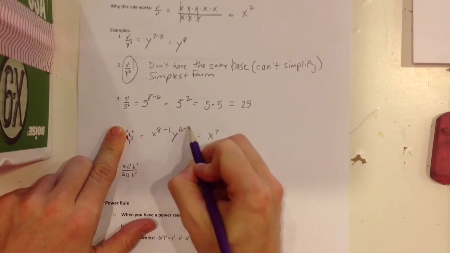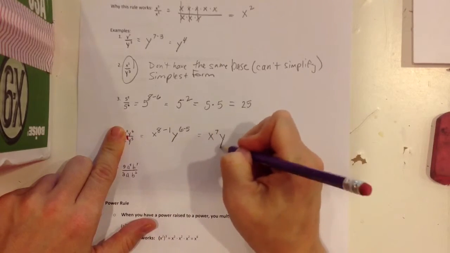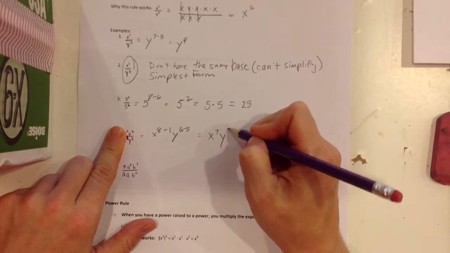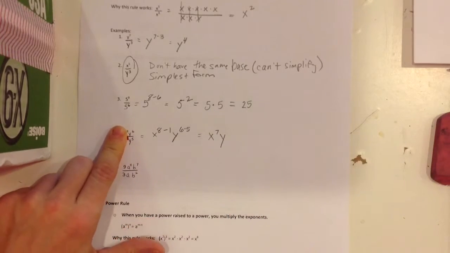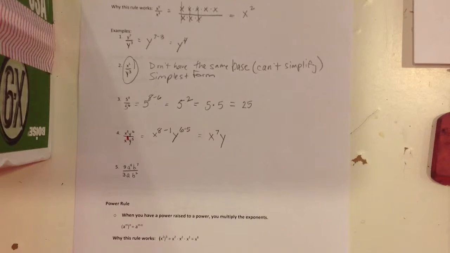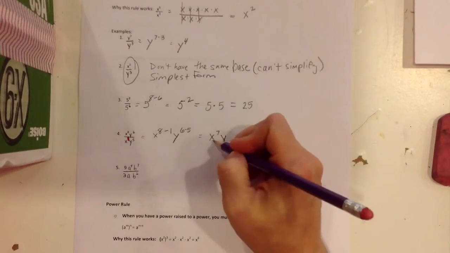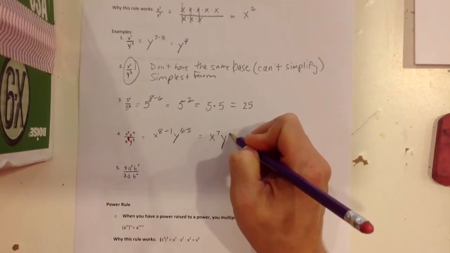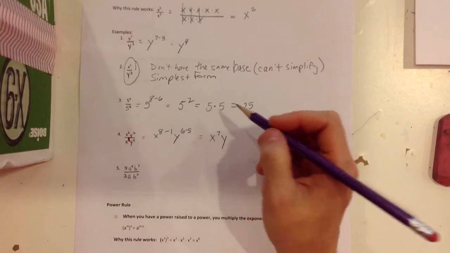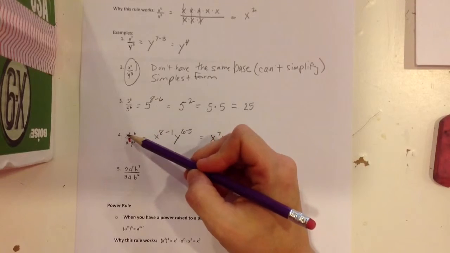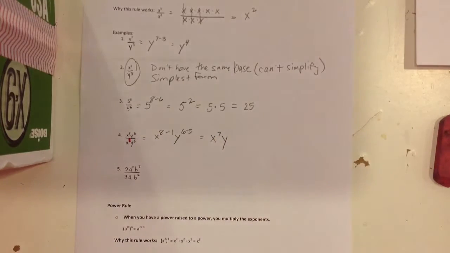So 6 minus 5 is going to just be 1. Now remember, don't write the number 1 because that's not in simplest form. Just write a y. So anything to the 1st power is just that variable itself. So x to the 7th, y to the 1st, or just y, is in simplest form. Keep the base, subtract your exponents.